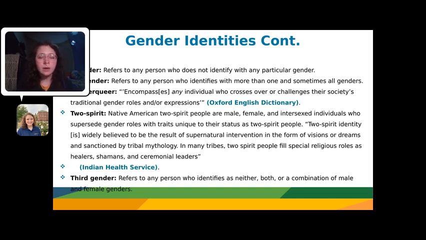Third gender folks identify as neither, both, or a combination of male and female genders. For the sake of time, I only defined the genders less commonly known. This is not a comprehensive list. Multiple sources list over 50 different gender identities. If there is any term or concept in this presentation that you do not know or would like to learn more about, all sources are listed in the description box.